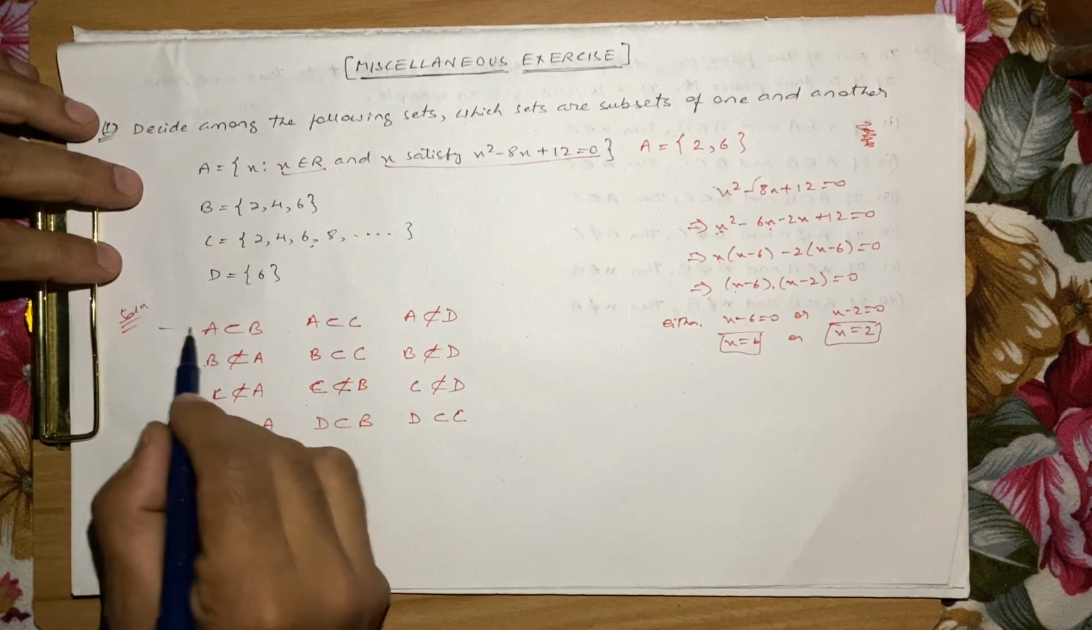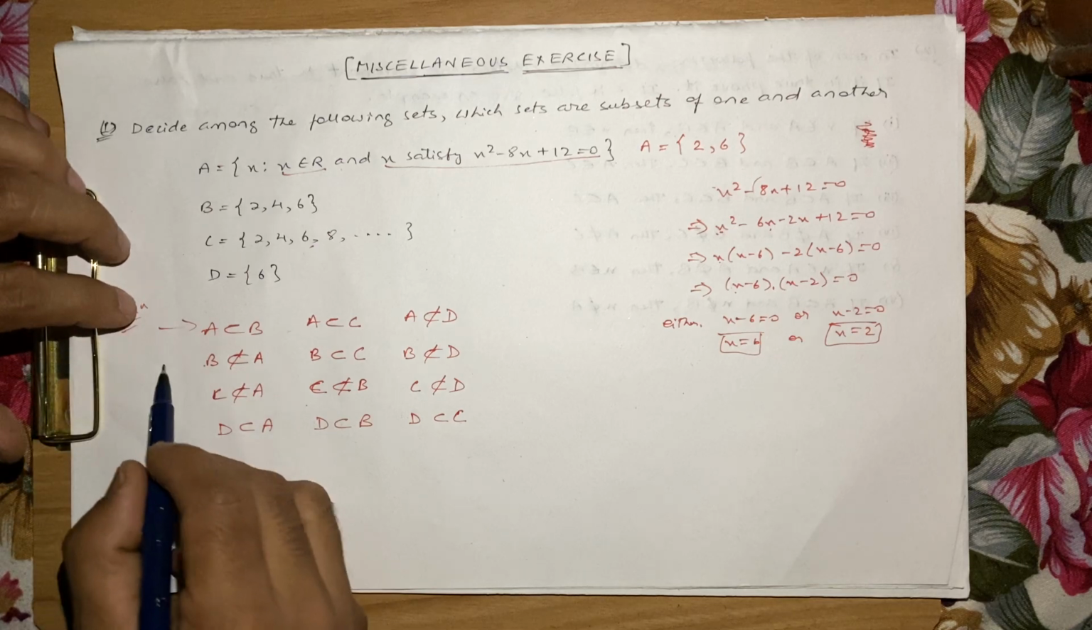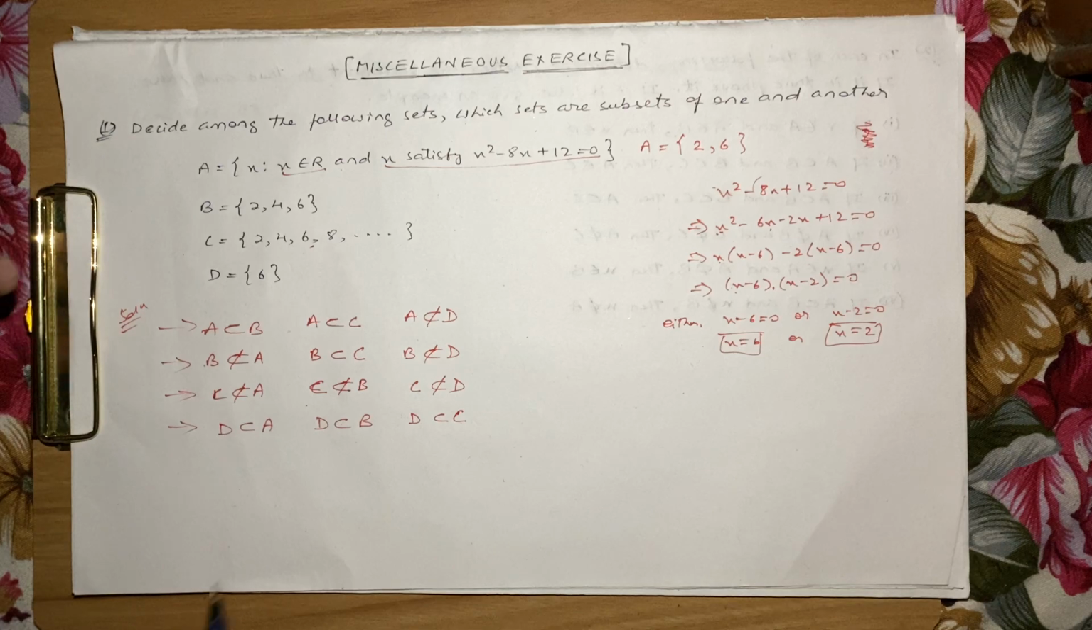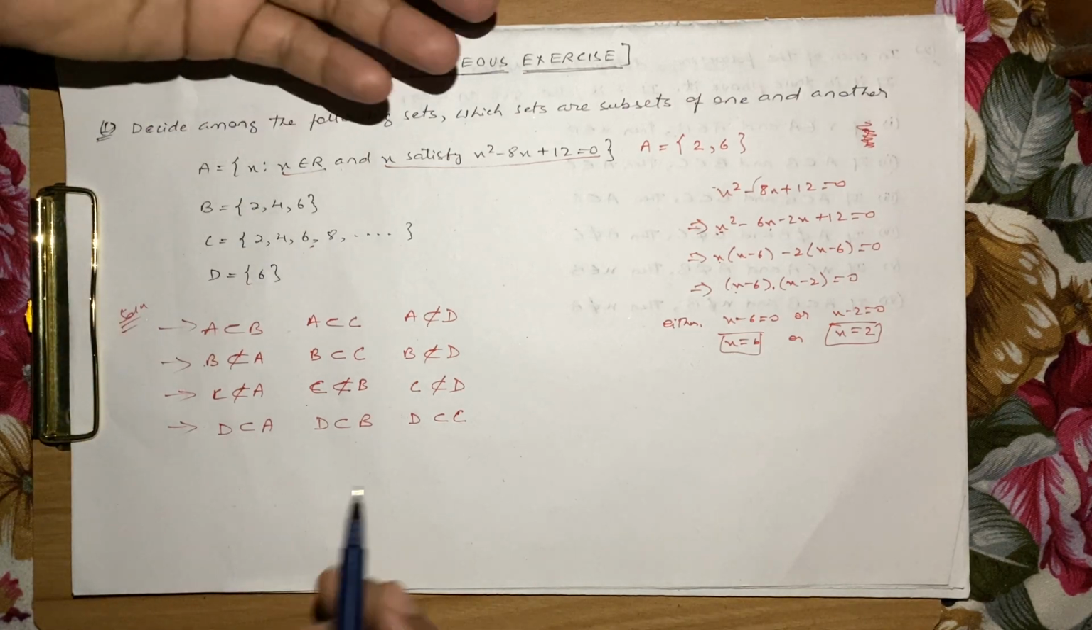So this is your answer. This is when you compare A with the other three, this is when you compare B with the other three, and this is when you compare C with the other three, and this is when you compare D with the other three sets. So this is what we were supposed to do.